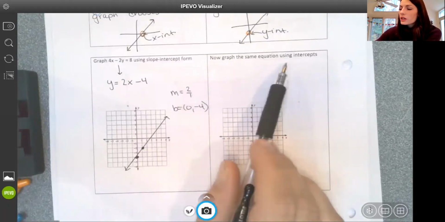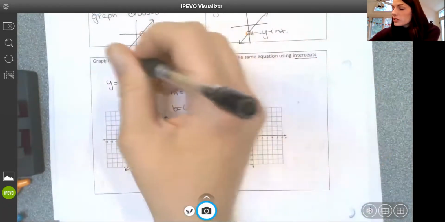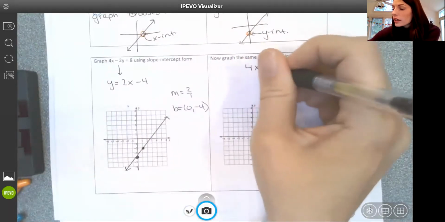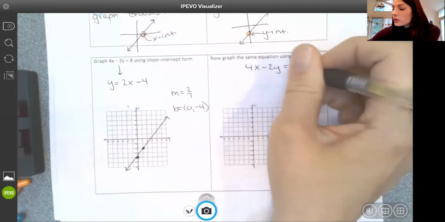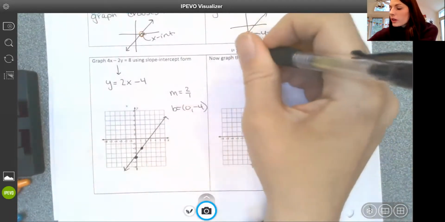Now we're going to graph the same equation using intercepts. So what that means is I'm taking this same equation, 4x minus 2y equals 8. And I call this the cover-up method.